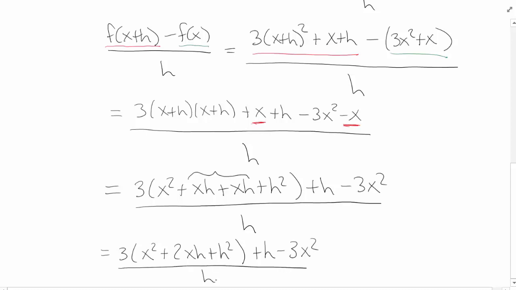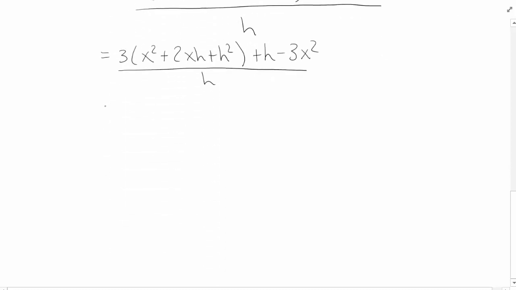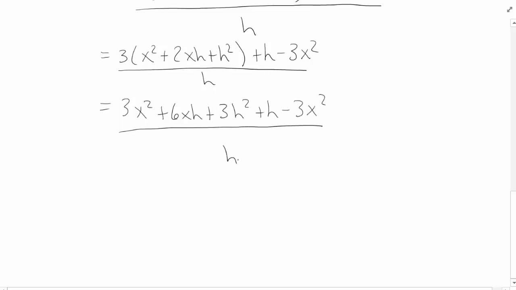Next thing to do is to send that 3 through. So I get 3x squared plus 6xh plus 3h squared plus h minus 3x squared, all divided by h. You'll notice in this step that at the beginning I have a 3x squared and a minus 3x squared, so those two are going to go away. I'm left with 6xh plus 3h squared plus h, divided by h.